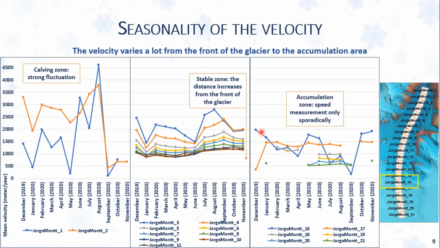And for the last figure, you can see the accumulation zone of the glacier. Here is the 16th sampled area, where we can see some fluctuation, but all the other measurements are just sporadic on the area of the glacier. So this should be the accumulation zone.